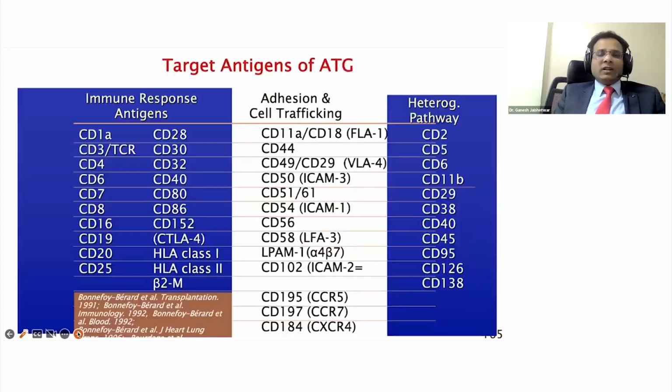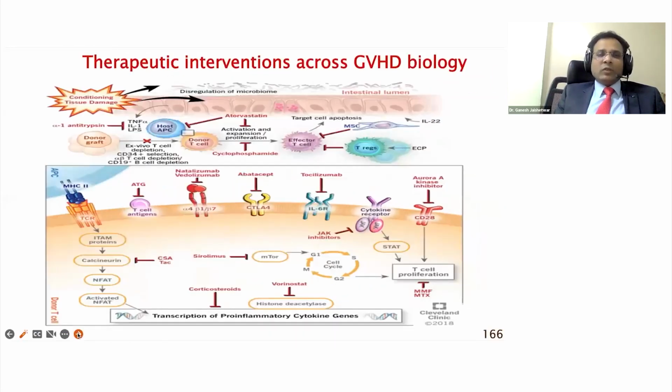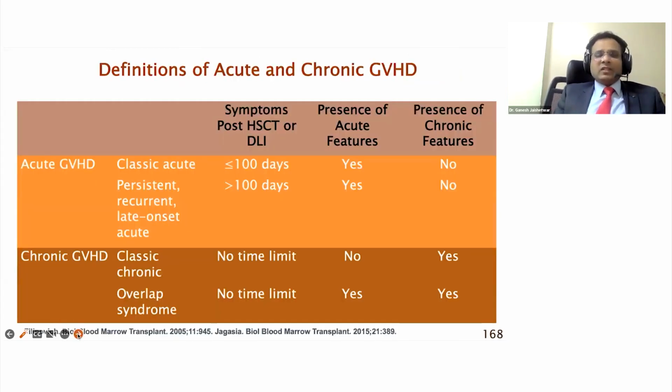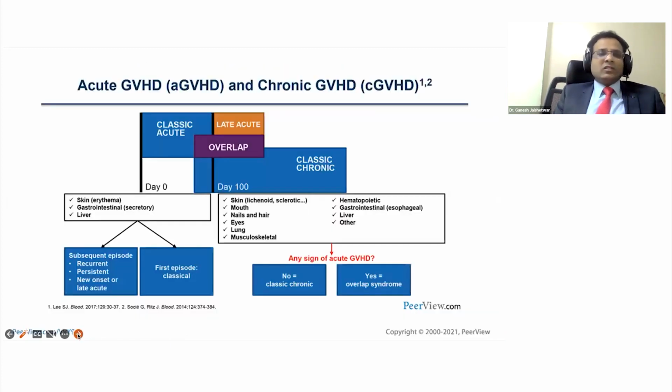So one of the drugs, ATG, anti-thymocyte globulin, acts by T lymphocyte depletion, and you can see the advantages of ATG in the conditioning. It facilitates engraftment, decreases GVHD incidence, with a little higher incidence of infection, which can be managed. So acute and chronic GVHD definitions, there are set criteria, and this is the chart. I'm sorry for this busy slide, but it just depicts the management of GVHD.